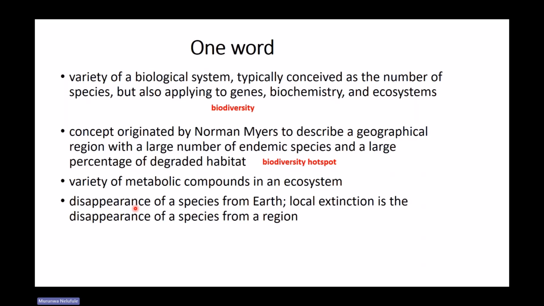Then the next one will be a variety of metabolic compounds in an ecosystem. It will be chemical diversity. A variety of metabolic compounds in an ecosystem.